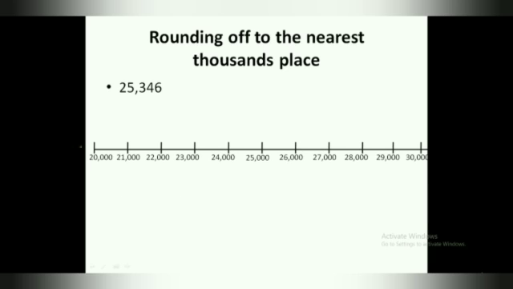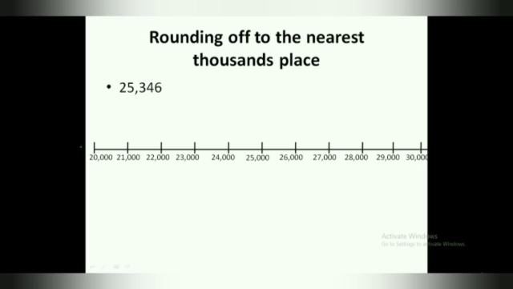Now the next number will start nearest to the thousands place only. Here we have 25,346. Now this 20,000 will remain constant. Only the thousands place number will change on your number line. That is 20,000, 21,000, 22,000, 23,000, 24,000, 25,000. It will move on to 30,000.